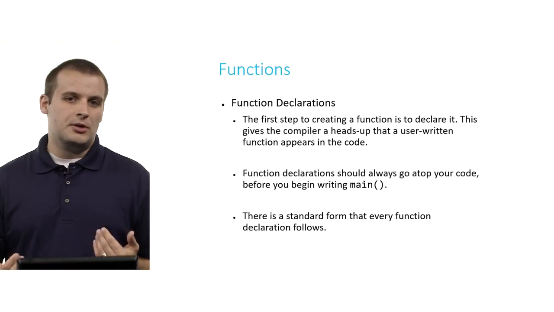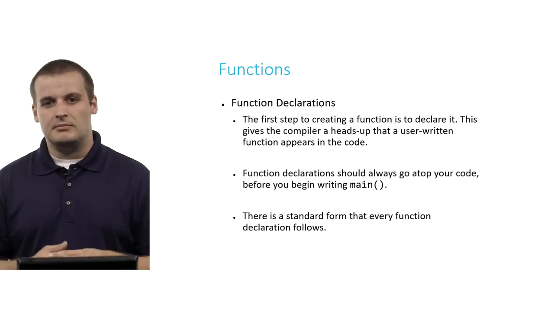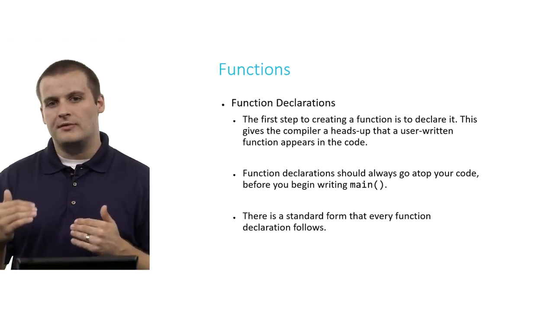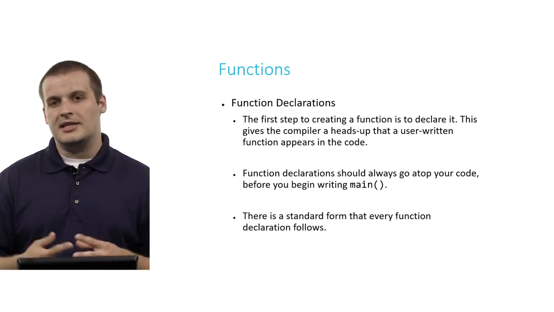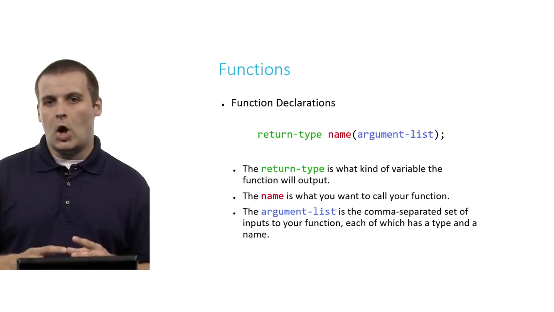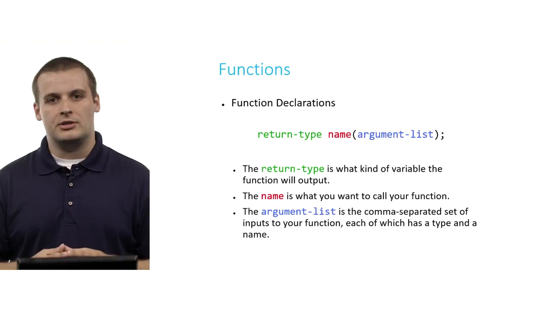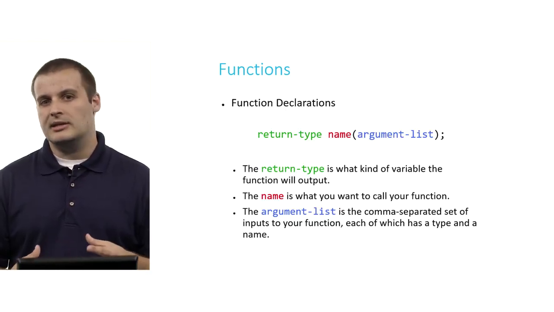Function declarations generally, if you're organizing your code in a way that others will be able to understand and make use of, you generally want to put all of your function declarations at the very top of your code, right before you start writing main even. And conveniently, there's a very standard form that every function declaration follows. They all pretty much look like this. There are three parts to a function declaration: return type, name, and argument list.